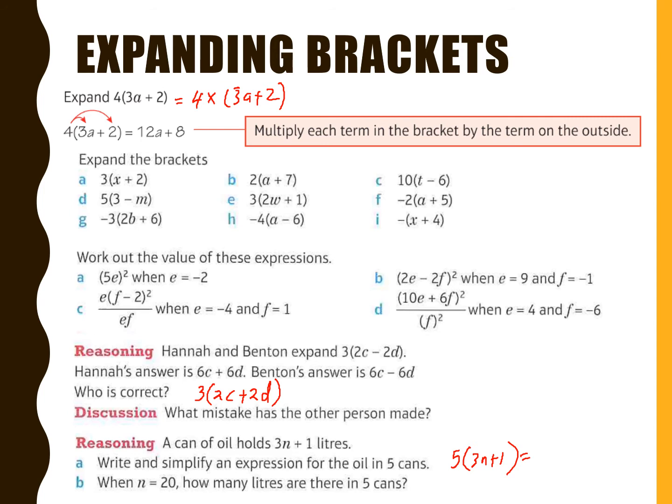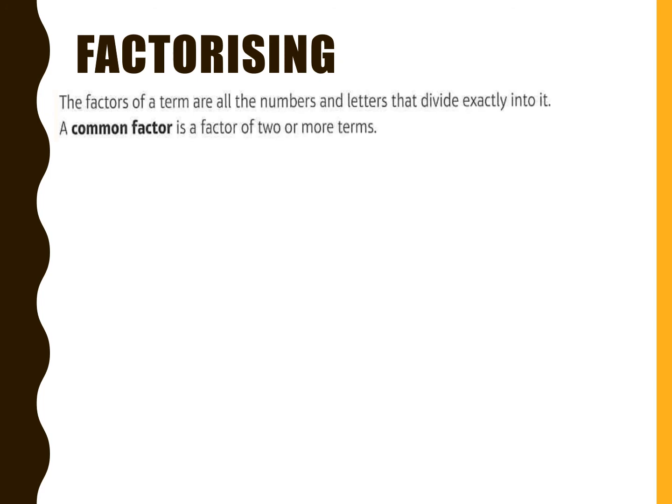And then substitute n equals 20. What do you get? The factors of a term are all the numbers and letters that divide exactly into it. I've just mentioned, when we were talking about expanding brackets, factors, the ones that are outside the bracket. A common factor is a factor of 2 or more terms.